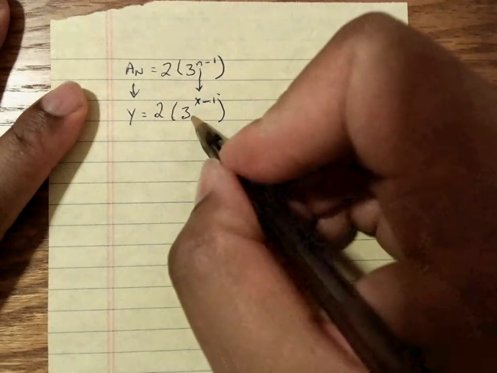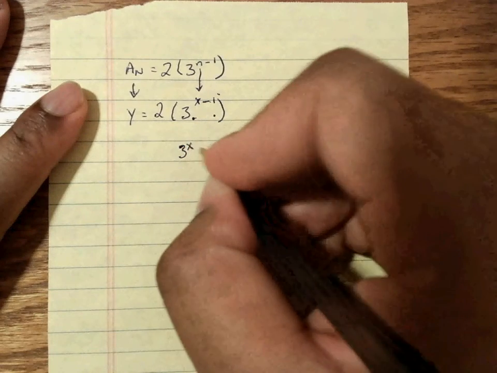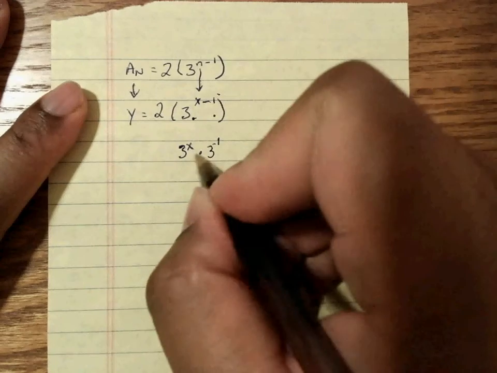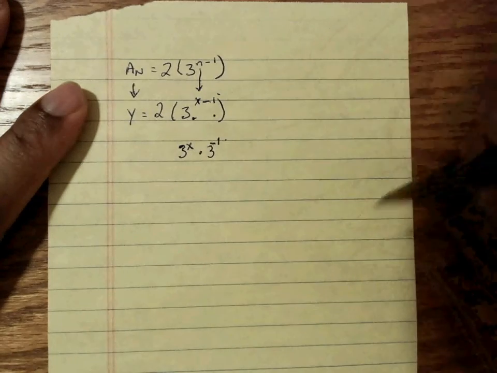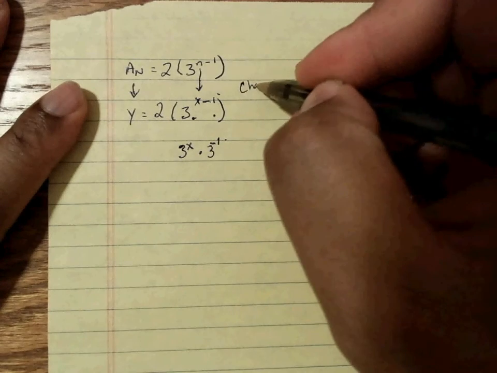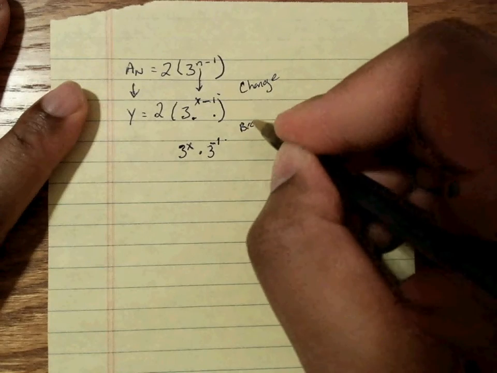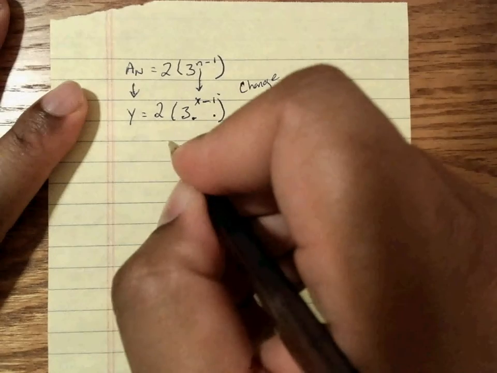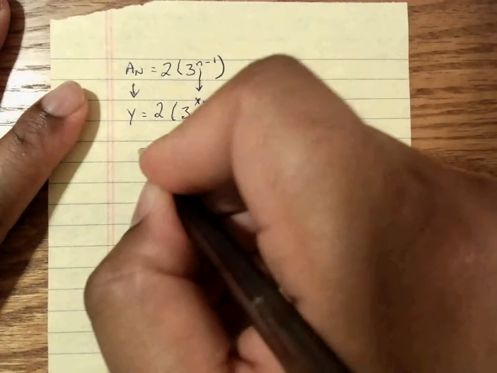The next thing we do, we need to break this up. If you think back to the law of exponents, we know that when we multiply, we add the exponents. So that's why this is the same thing as that. So after we change, we break up. And then we still have our 2 in the front. I'm going to change everything to multiplication.